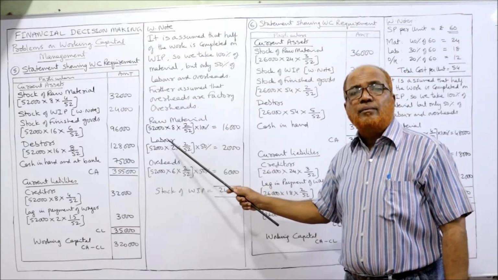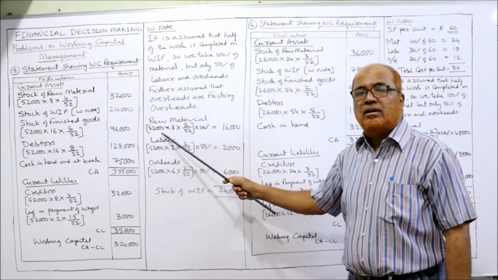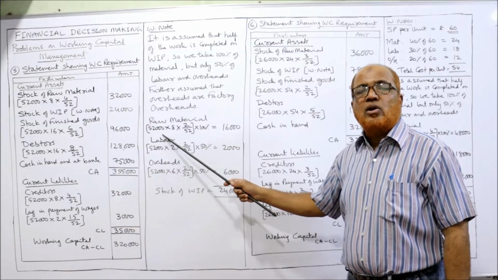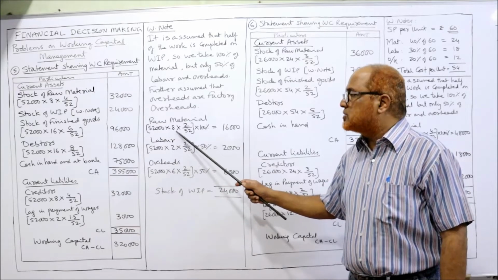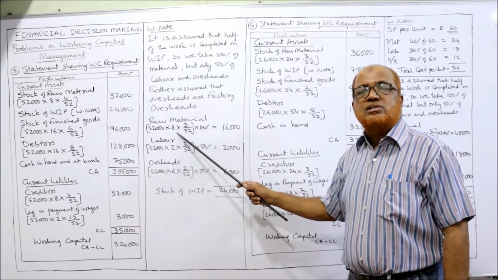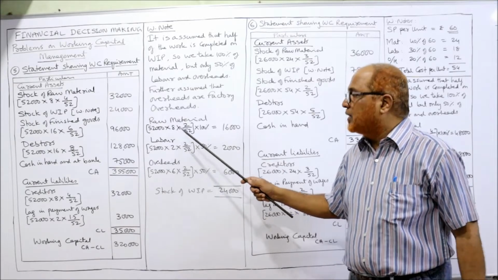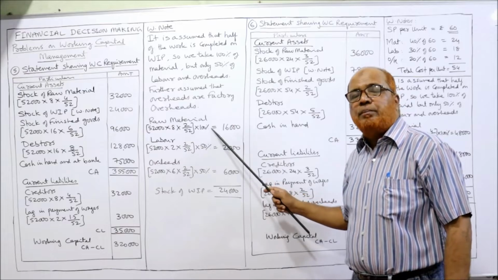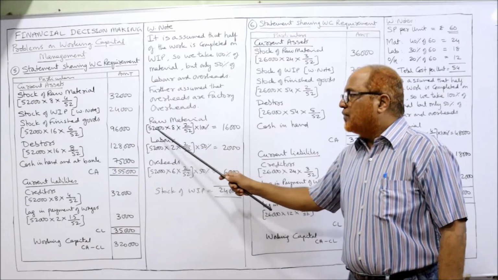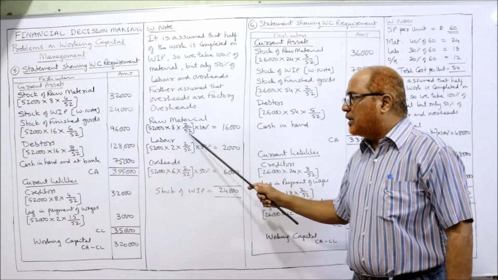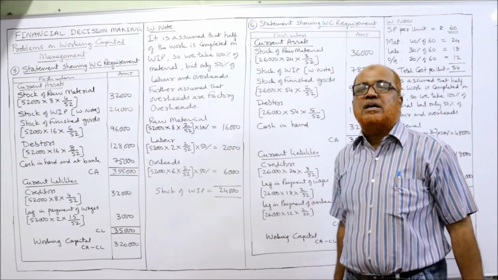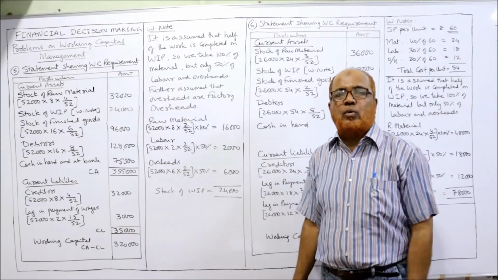How many units are we making? 52,000 units we are making, right? What is the raw material cost per unit? 8 rupees raw material cost. The work in progress period is 2 weeks, that is given in the problem. 2 by 52. 100% material is applied. So 52,000 into 8 into 2 by 52 into 100%, 16,000 is raw material in work in progress.